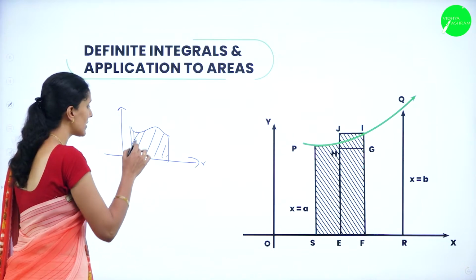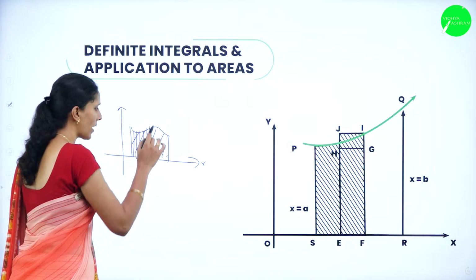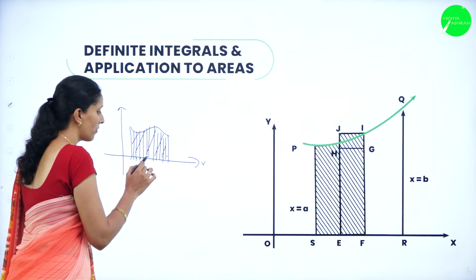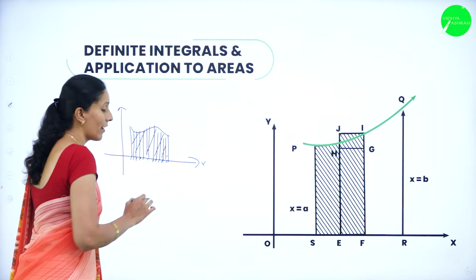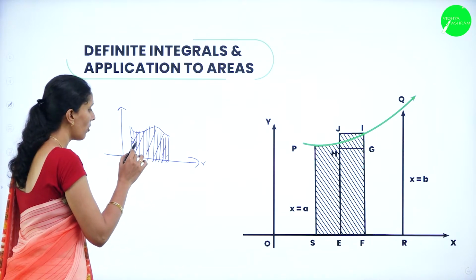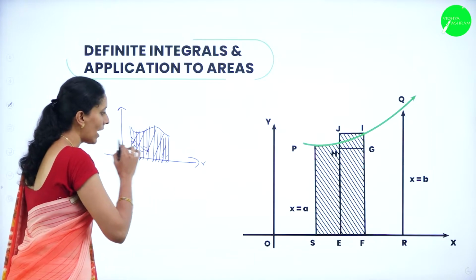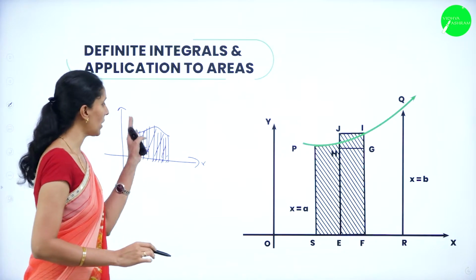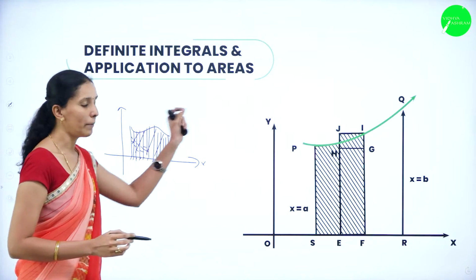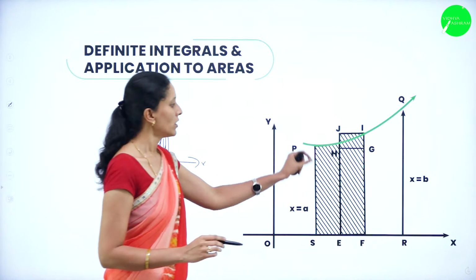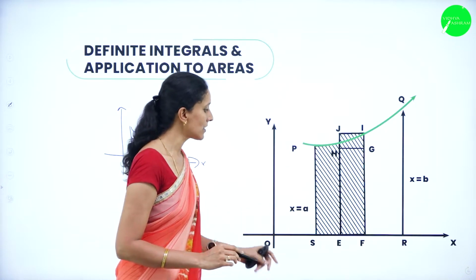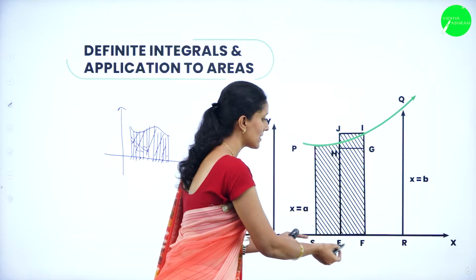We will divide this area into very small, minute rectangles and take the intervals of each rectangle by the value of x. We will calculate the area of one rectangle, and in total we will get the area of the original curve. So this is how the method of integration helps us. Here we divide the area under the curve into small rectangles. Here I have taken S, E, F, R.